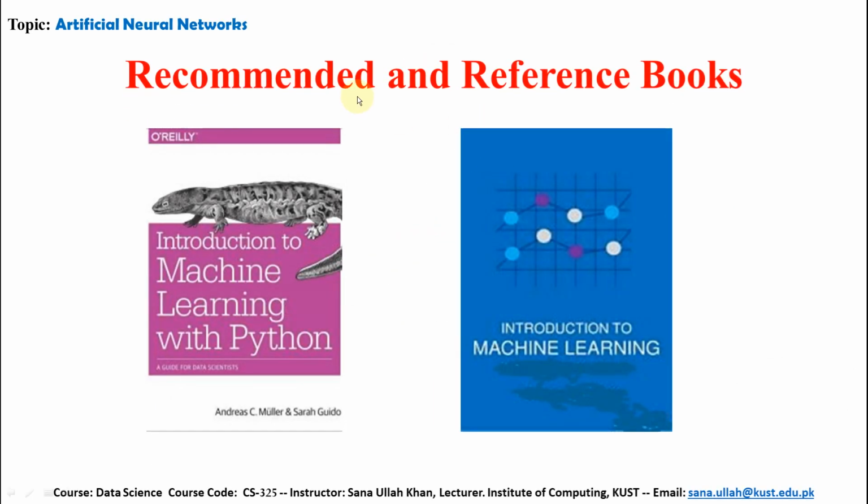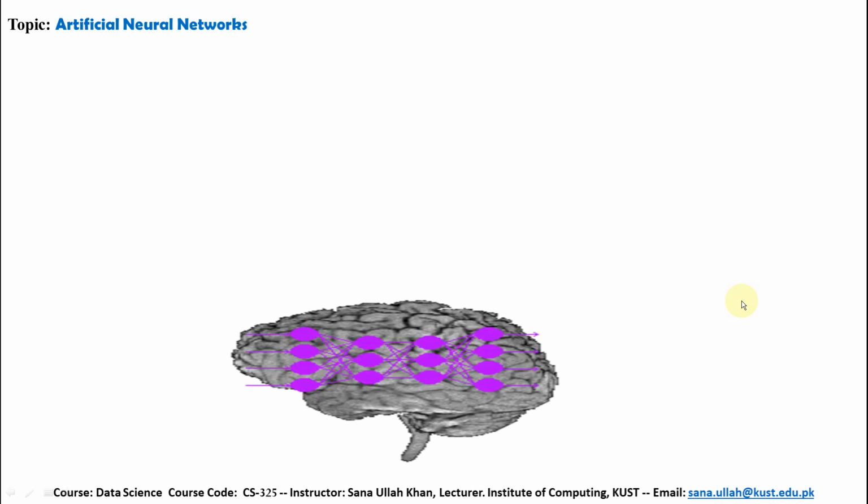So this is the recommended reference book, Introduction to Machine Learning with Python. This is the block diagram of an artificial neural network, how it works. It takes input and then processes it using some activation function and then produces some output. We will discuss each step in the coming topics.